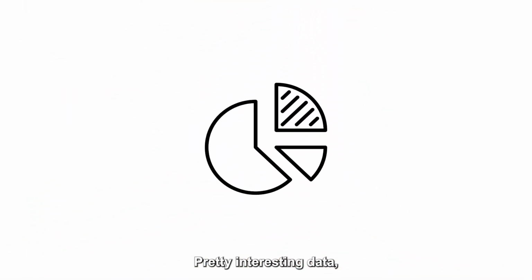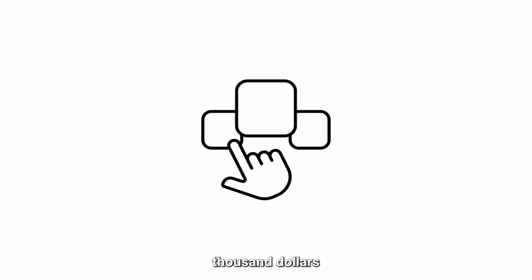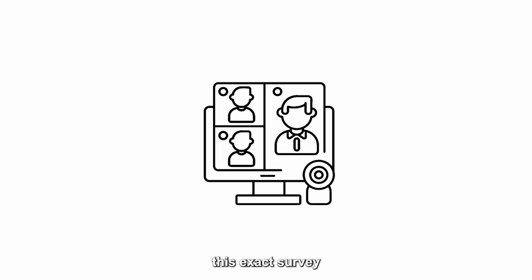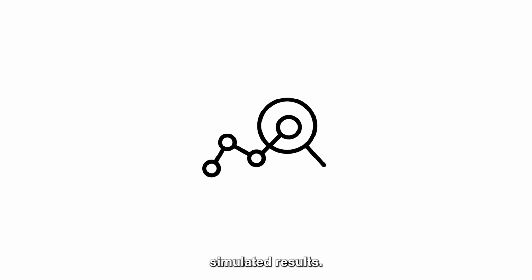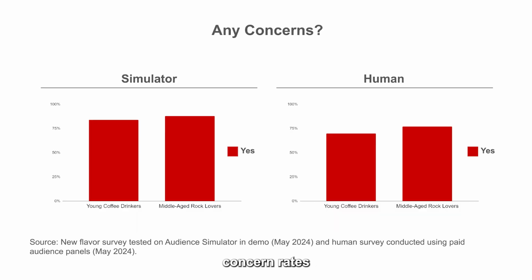Pretty interesting data, but how would this compare to a human study? Well, we spent a few $1,000s and ran this exact survey for a week with real people. Let's compare those results to our simulated results. The specific concerns expressed by both human and simulated responses were very similar. The two groups' concern rates from the human survey were also very high and more pronounced for the older segment.